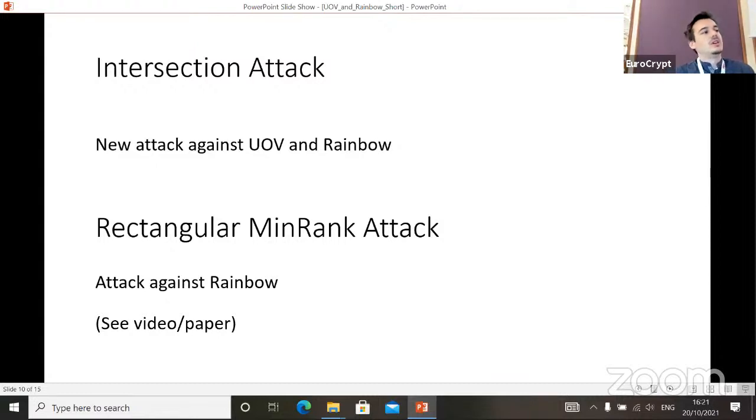I found two key recovery attacks. The first one I called the intersection attack, and it applies to both UOV and Rainbow. And the second one is more efficient, but it only applies to Rainbow. And I don't have time to explain how the attacks work here, but it's fairly straightforward. So if you're interested, please watch the video or read the paper.